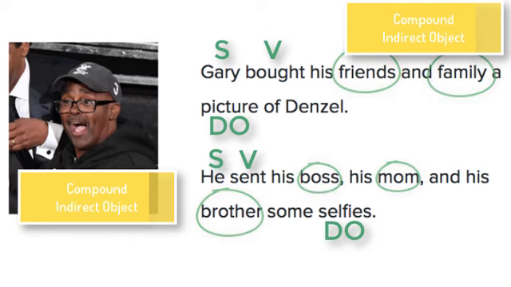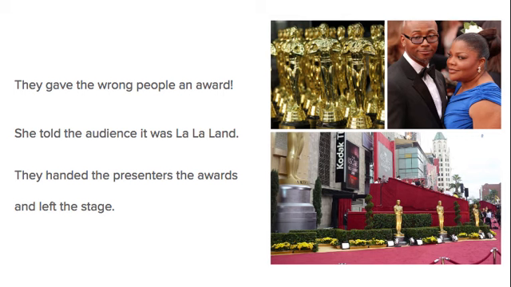Let's take a look at three more examples. They gave the wrong people an award. They's the subject. Gave is the action. What did they give? An award. So award is the direct object. But whom did they give it to? People. So people in this case is the indirect object.